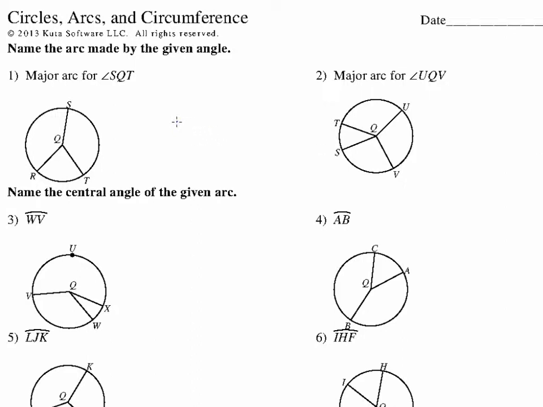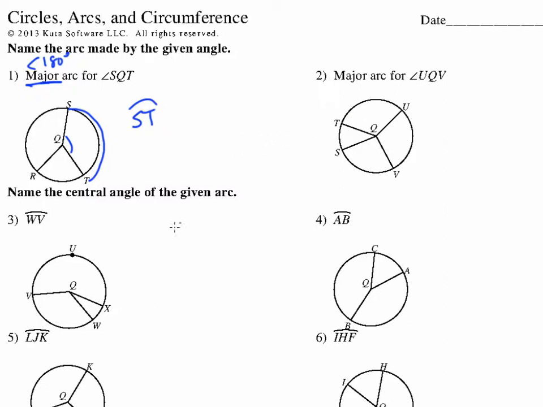All right, why don't we do some of these problems together. Taking a look here, it says name the arc made by the given angle. Major arc means it's greater than 180 degrees. For angle SQT, let's find angle SQT. SQT is right here, and the arc that goes along with this angle would be this one right here. There are only 2 letters, so we're going to name it arc ST.